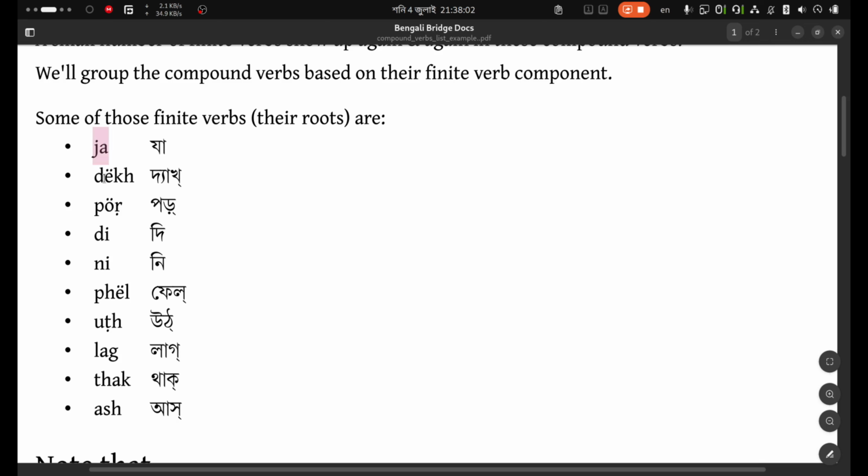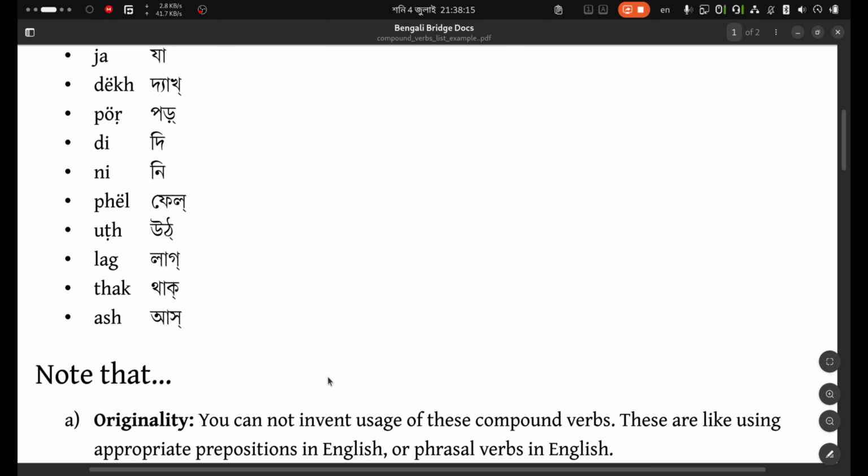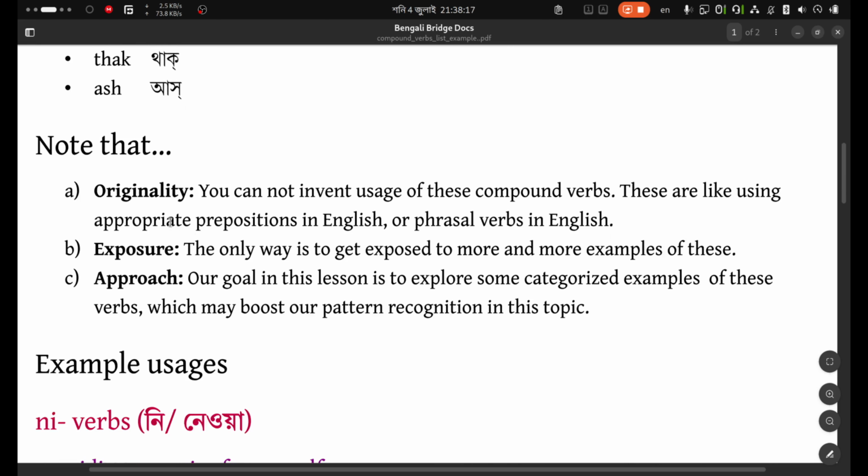Ja is a verb root. Dek is a verb root. Por is a verb root. These are just some mentions of those verbs. I have made some notes here. I have already told you that you cannot invent usages of these compound verbs. The uses are fixed. You cannot invent.